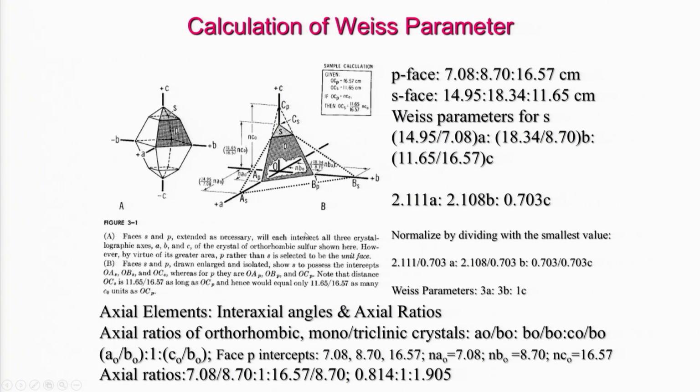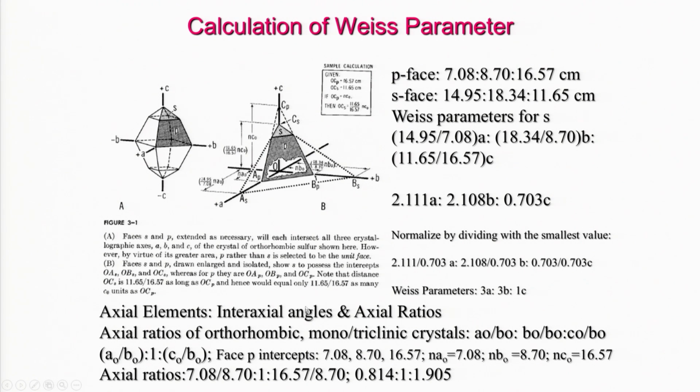In crystallography there is another issue that needs to be learned. We call this axial elements. In axial elements there are 2 terms we need to know. One is the interaxial angles. This we have already defined: the angles between the axes we call interaxial angles. And the other is called axial ratio.